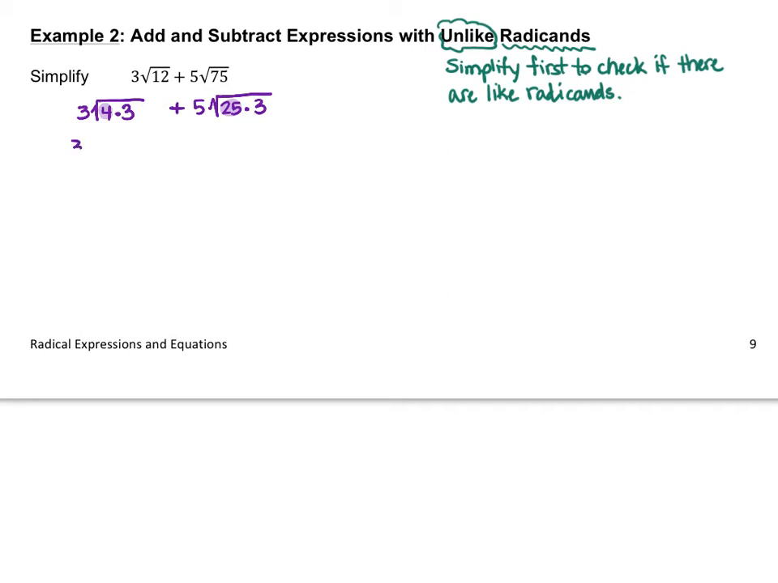And we're going to have 3 times 2, that's the square root of 4, times the square root of 3, which is what's left over, plus 5 times 5 times the square root of 3. So now we've got 6 times the square root of 3 plus 25 times the square root of 3. Those are now like radicals, so we combine them through addition, and we end up with 31 times the square root of 3. So we started out with unlike radicals, but after we simplified them, we did have similar or like radicals, and we were able to combine them.